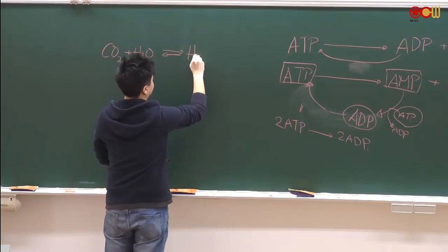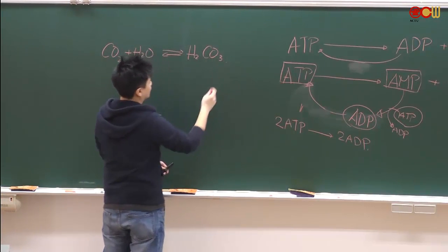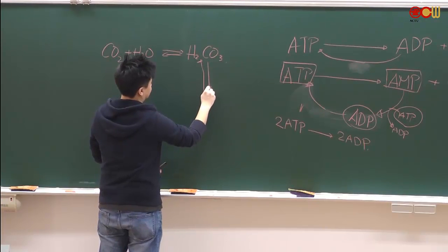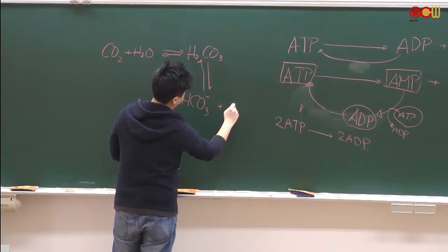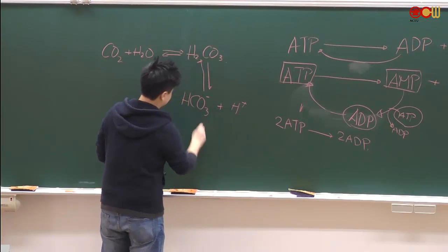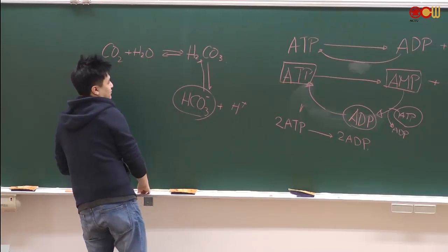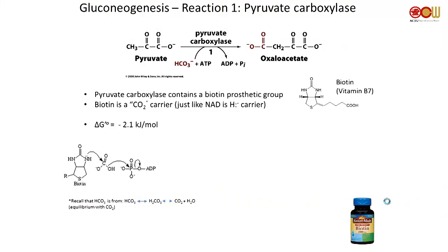You get carbonic acid. Carbonic acid can become bicarbonate plus proton. So it's pretty much the same thing as CO2. You grab a bicarbonate, and it's going to hook it up to your carbon right here. This is the alpha keto acid, and that's the beta carbon, and you put it onto the beta carbon.